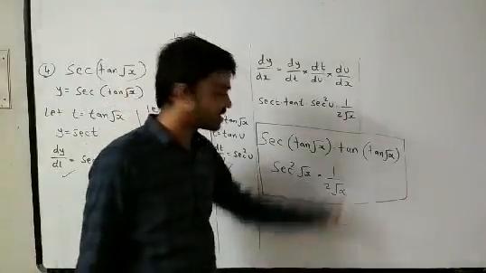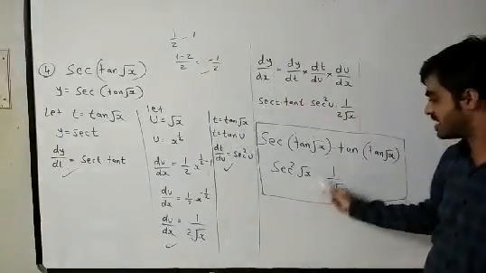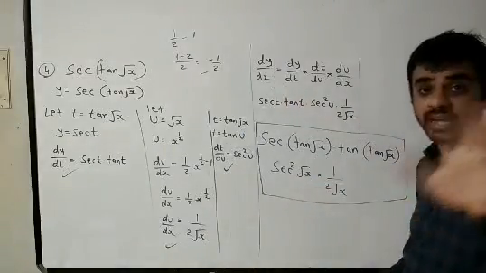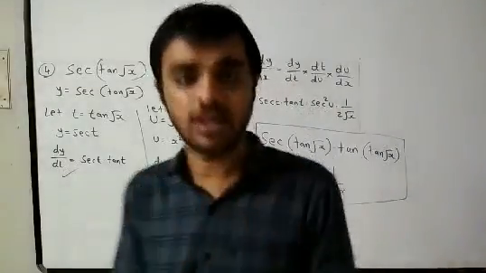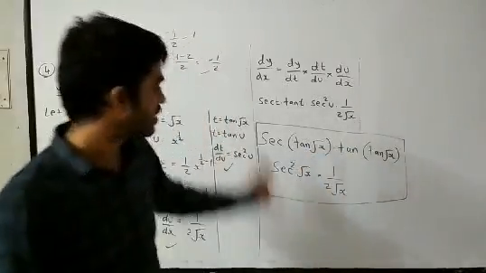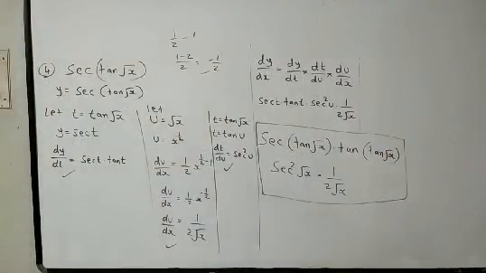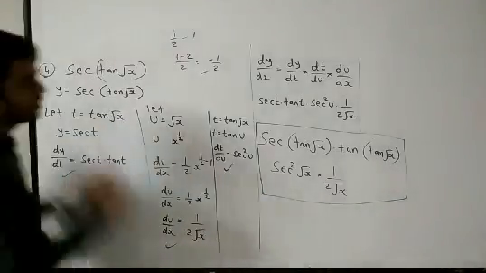Now can root x cancel? No, it cannot be done, because this is inside the sec square angle, right? An angle cannot be cancelled. Keep in mind, whenever it is inside the angle and the other one is outside the angle, it cannot be cancelled. So this will be your required answer, right? I hope everything is visible to you and everyone understood what is covered in the class. So this is your answer 4.